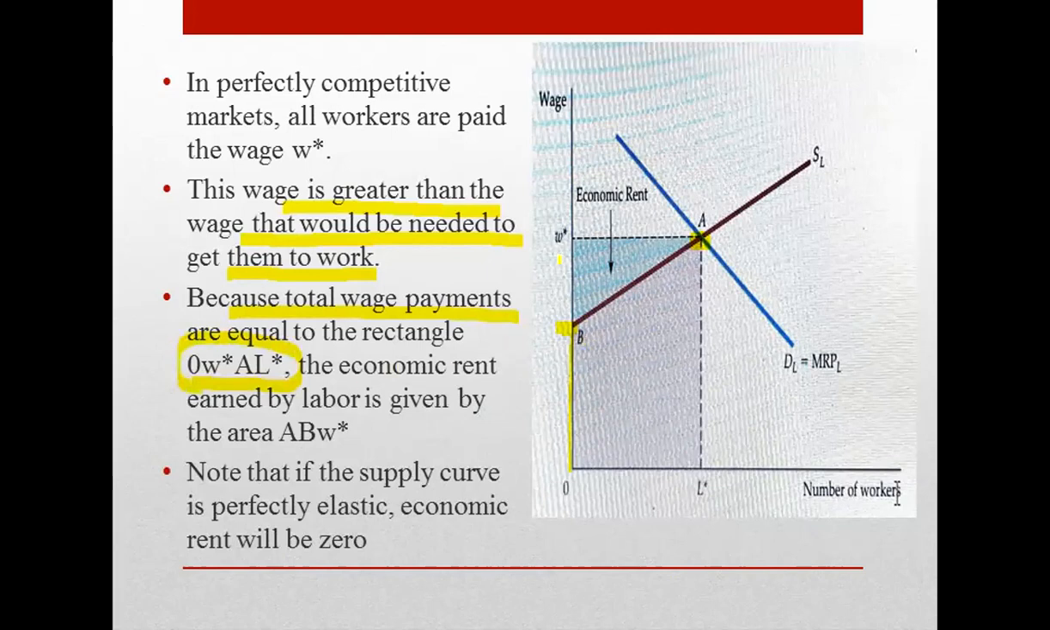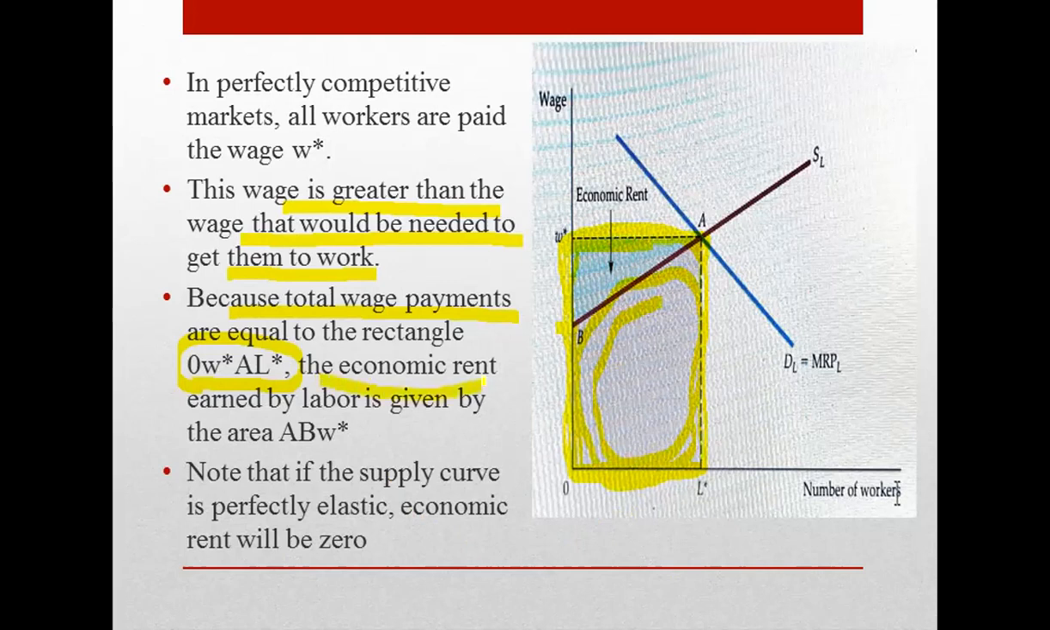AL star. Now let us look at the wage rate that you are actually paying. OW star is the wage rate and OL star is the total amount of labor supplied. So this whole area shows the actual wage that you are giving to the laborers. Total wage payments are equal to OW star AL star. But the minimum you have to give is only AL star OB. Minimum you have to give only this much. But now you are giving a total payment equal to OW star AL star.